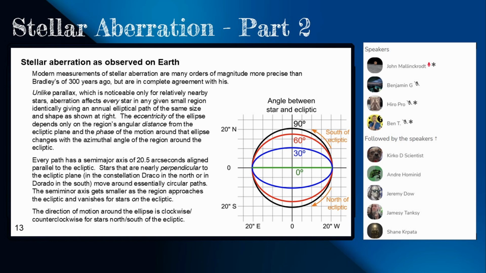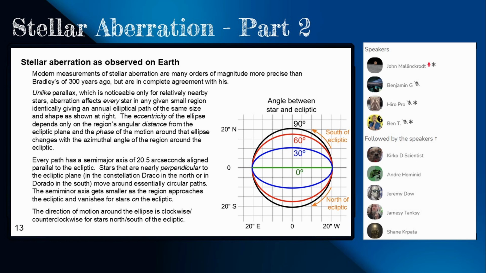So in the case of both parallax and aberration, the apparent motion of the star is an ellipse. And in both cases, the ellipse has a semi-major axis that is parallel to the ecliptic plane. So no matter where the star is in the sky, it suffers the same aberration to one direction or the other in the direction that's parallel to the ecliptic plane. In other words, the direction that's parallel to the direction that the Earth actually moves.